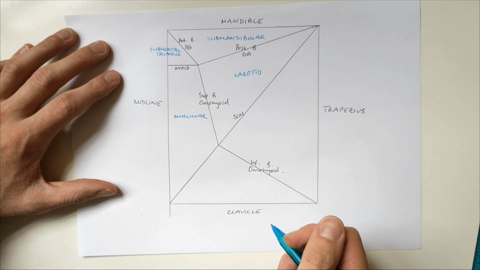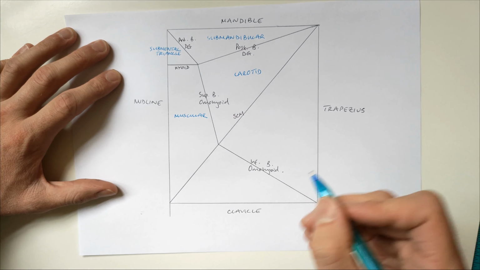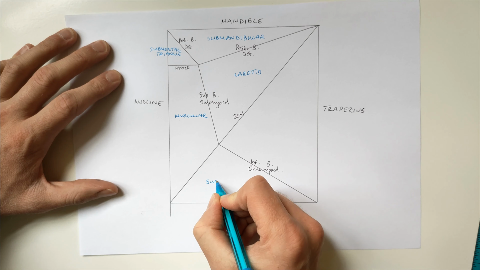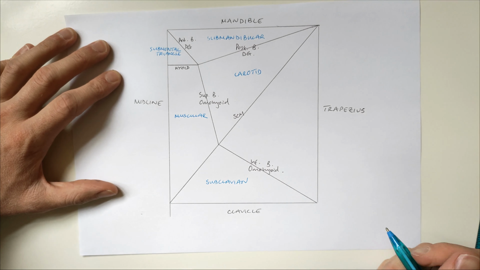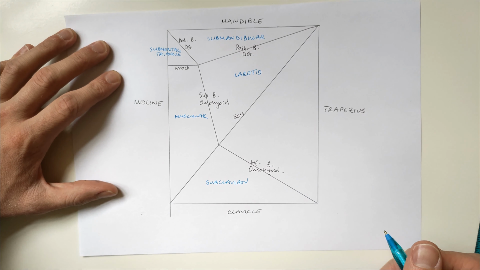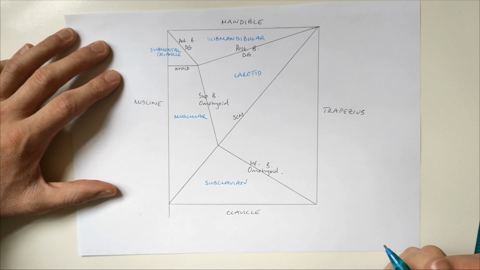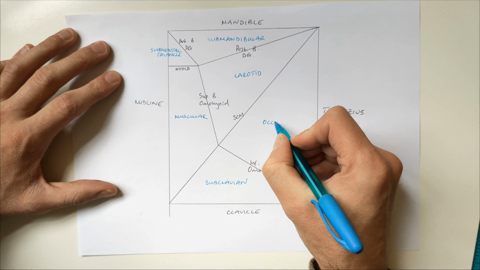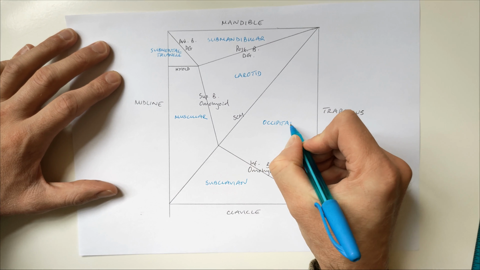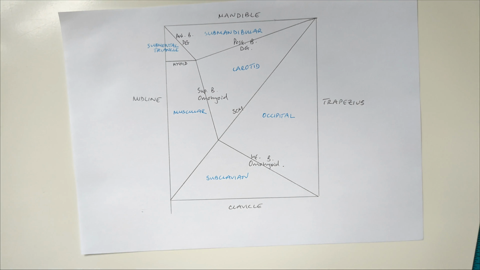And then we can split our posterior triangle into two, as we have done, and we're going to call this the subclavian triangle, and that's not because it is below the clavicle, rather it's because it contains the subclavian vessels, so the subclavian triangle. And then this one here is going to be the occipital triangle. Okay, so that is how we have partitioned the neck into triangles.